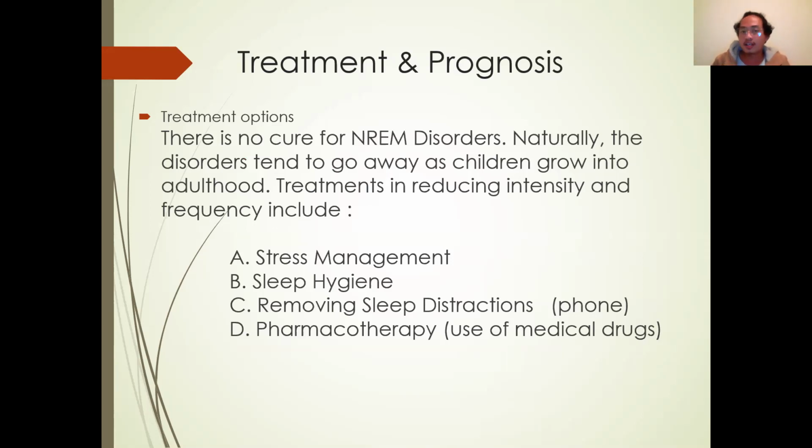So the next slide is about treatment and prognosis. Surprisingly, there is no cure for NREM disorders. Basically, after you get over the stage of being a kid into your teenage life, into the adult life, the events happen less and less. Naturally, the disorders tend to go away as children grow into adulthood, but there are remedies and treatments for reducing the intensity and frequency if it gets out of control and gets super bad, even after the age of 18, let's say.